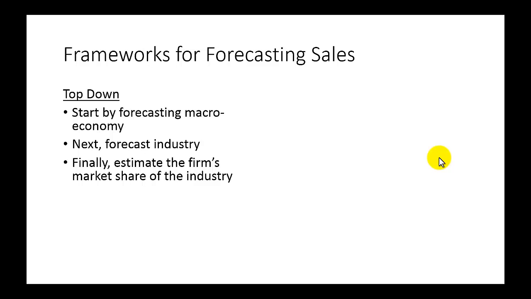So a nice example of top-down forecasting might be auto manufacturers. They might start by forecasting the macroeconomy in the major locations where they sell vehicles. So if I'm Ford Motor Company, I might say, what do I think China's economy is going to be? What do I think Brazil's economy is going to be? What do I think the Eurozone's economy is going to be? And what do I think the US economy is going to be?